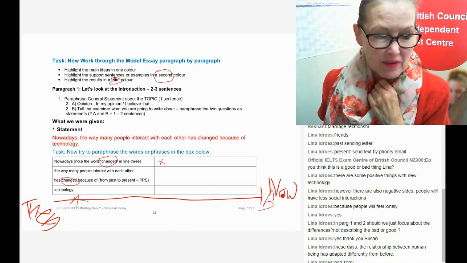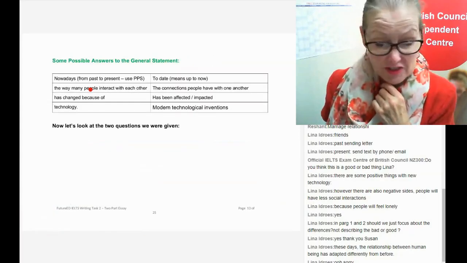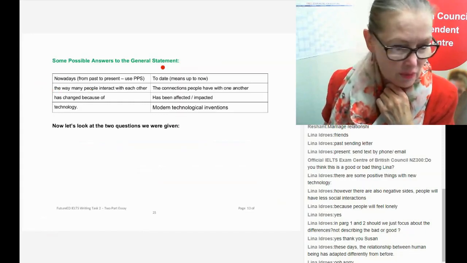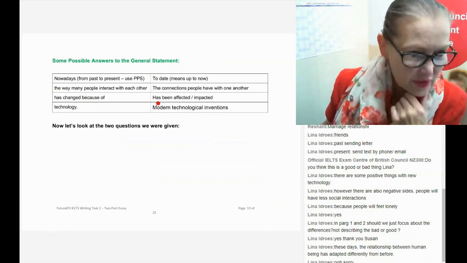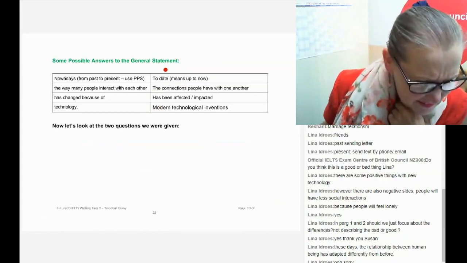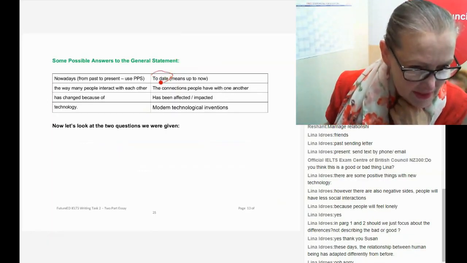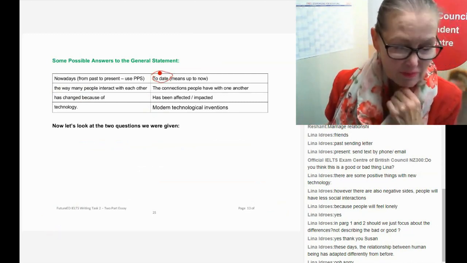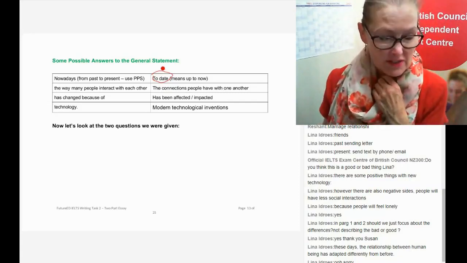Good. So let's have a look at how I've changed it. I don't see anything in the chat box, so I'll show you what I do. Oh, thank you, Lena. Well done. There you go. That's beautiful. These days, the relationships between human beings have adapted differently from before. Good. Well done. The relationships have adapted.